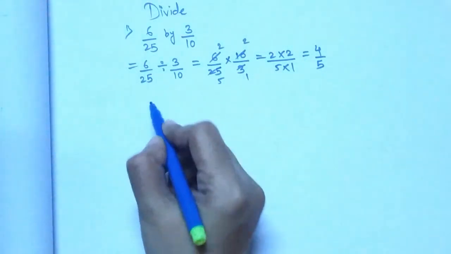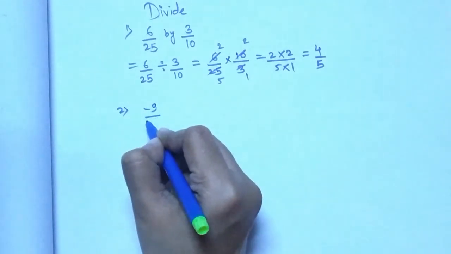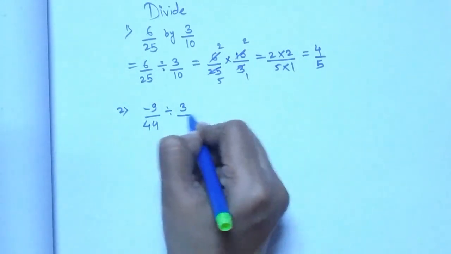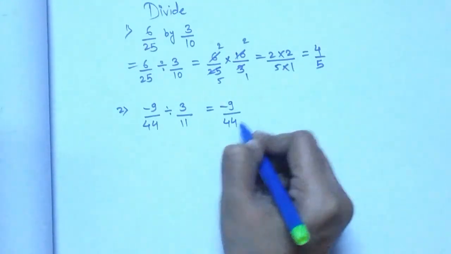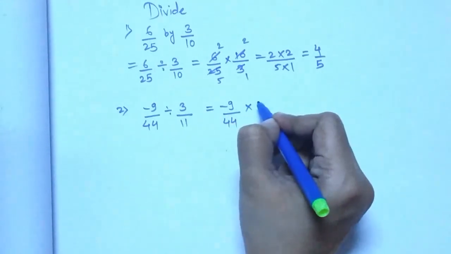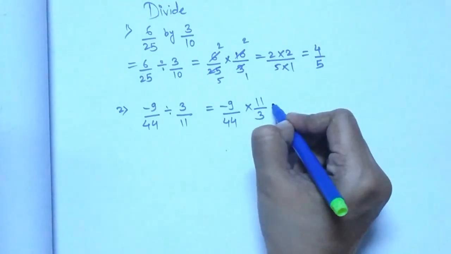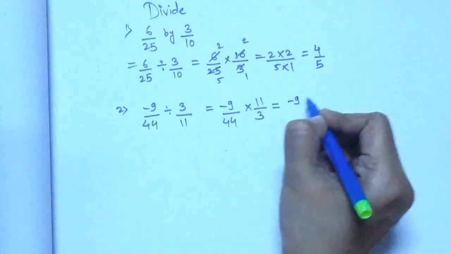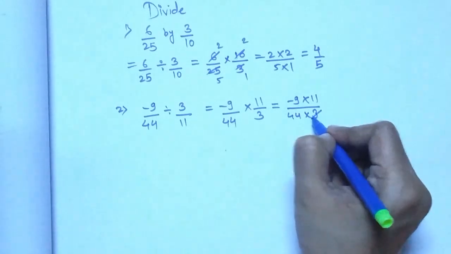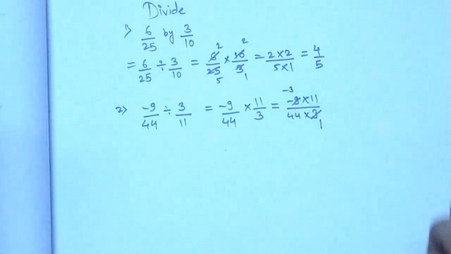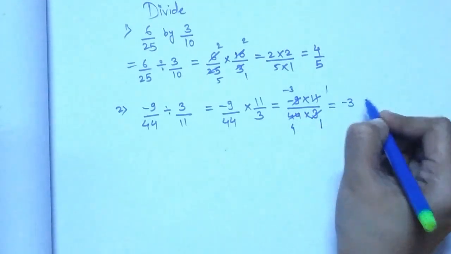Friends, again another example we can take. You need to divide minus 9 by 44 by 3 by 11. So we can write minus 9 by 44, and for this 3 by 11 you need to take its reciprocal, that is 11 by 3. In multiplication you can simplify it. Just take the product of numerator and the product of denominator. If possible you can cut here. 3 ones are 3, 3 threes are 9, 11 ones are 11, 11 fours are 44. Upside is minus 3 into 1.